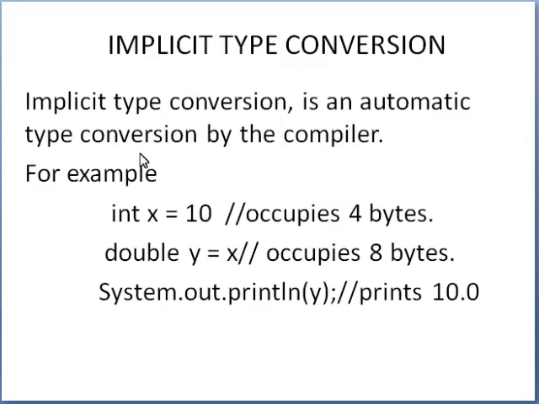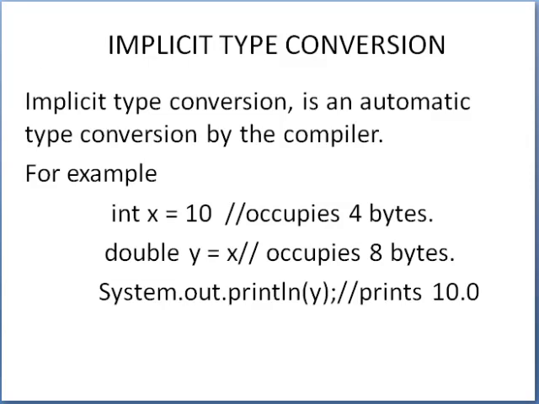x is an integer variable and y is a double variable, so integer occupies 4 bytes and double occupies 8 bytes, so the priority is for the double, so it displays the output in the double format. Double means with decimal value. Okay, 10.0, 10.0 is also a decimal value, so it prints the output as a double data type.